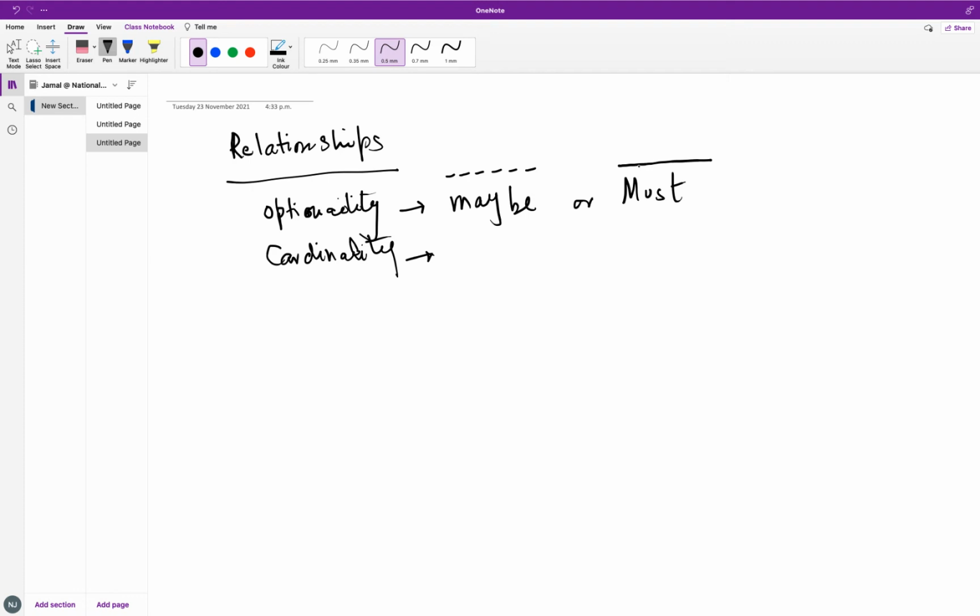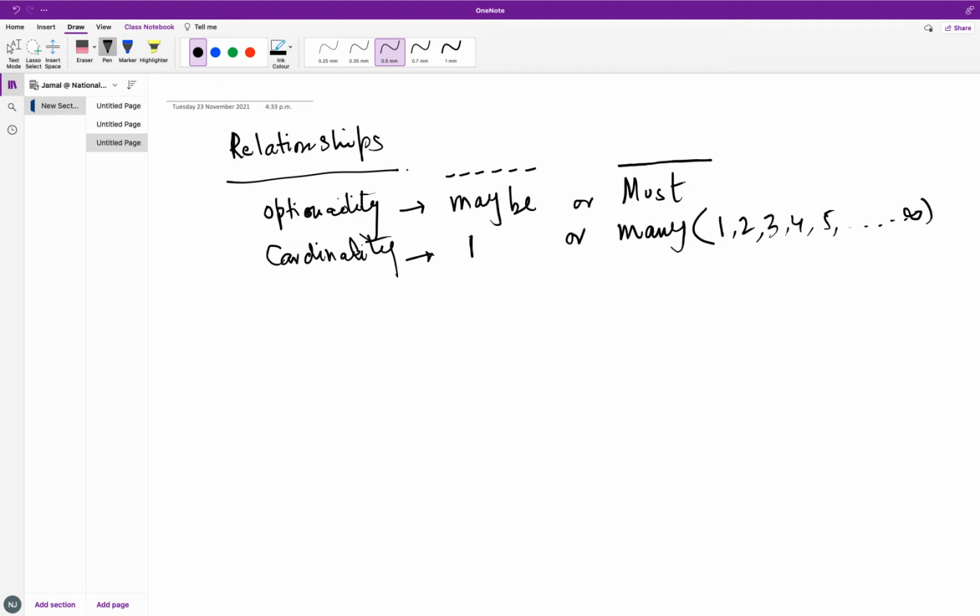Cardinality is how many instances can or may have a relationship with instances of the other entity. Okay, it could be one or it could be many. Many means 1, 2, 3, 4 up to infinity. But one means only one.